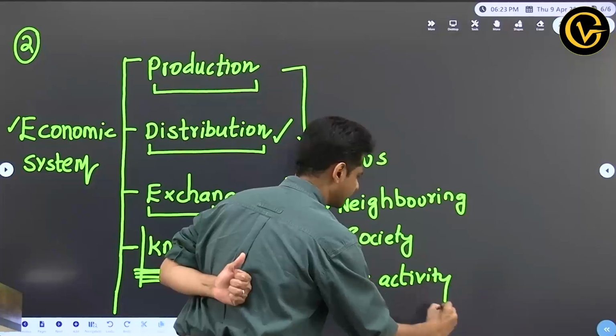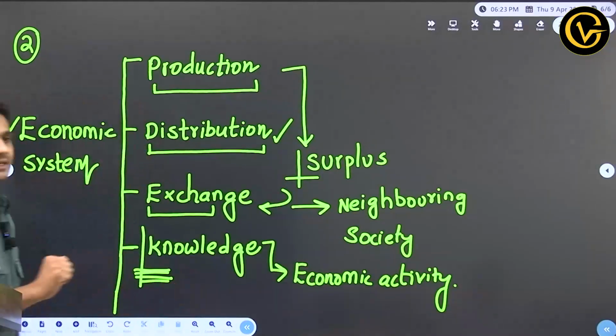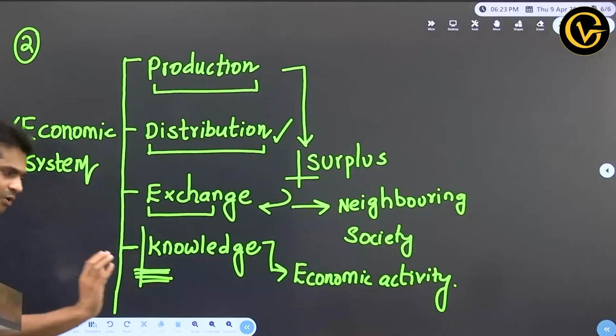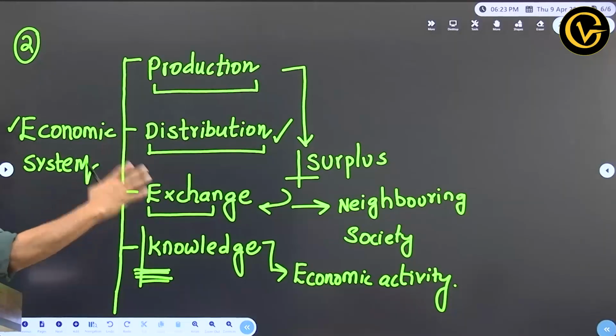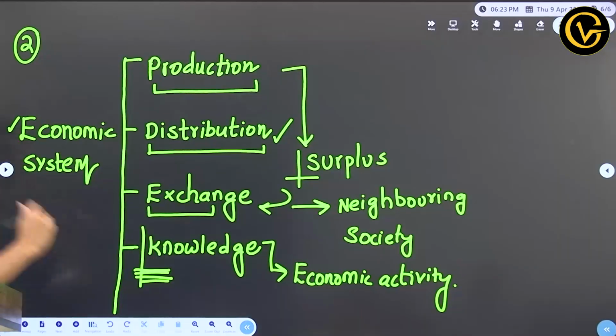This also is part of the economic activity. Try to understand. This is applicable even to a small tribal society. This is applicable to a country. This is applicable to the whole world also. Try to understand. Any economic system will have its production. Any economic system will have its distribution. Any economic system will have exchange. Any economic system will have knowledge.